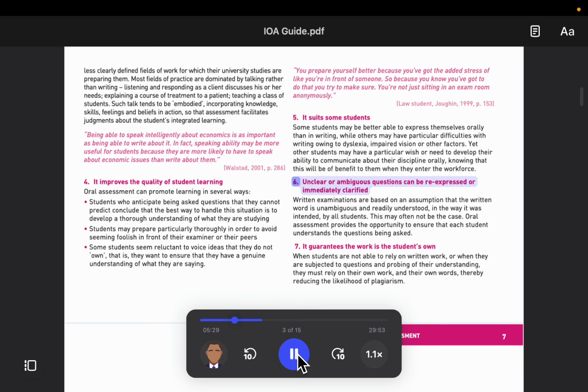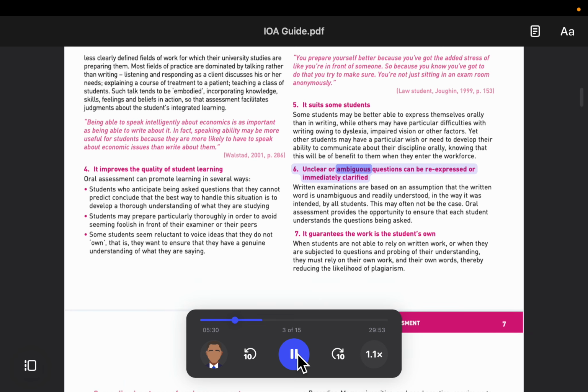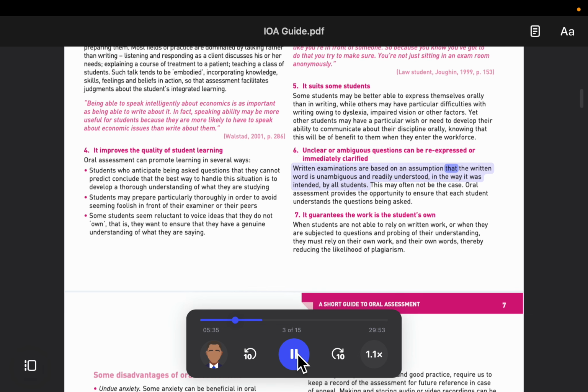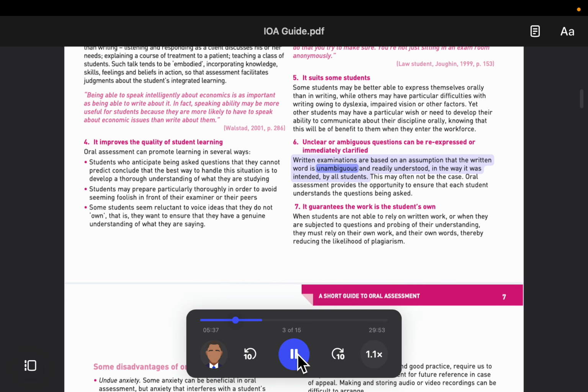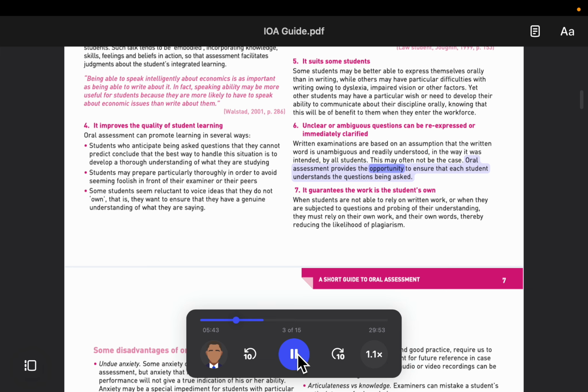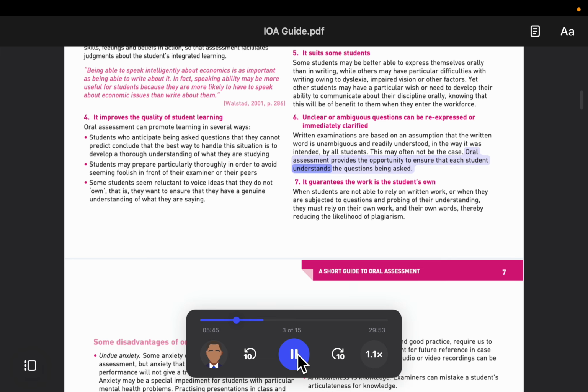Here we go. 6. Unclear or ambiguous questions can be re-expressed or immediately clarified. Written examinations are based on an assumption that the written word is unambiguous and readily understood in the way it was intended by all students. This may often not be the case. Oral assessment provides the opportunity to ensure that each student understands the questions being asked. So this is another pro of interactive oral assessment.